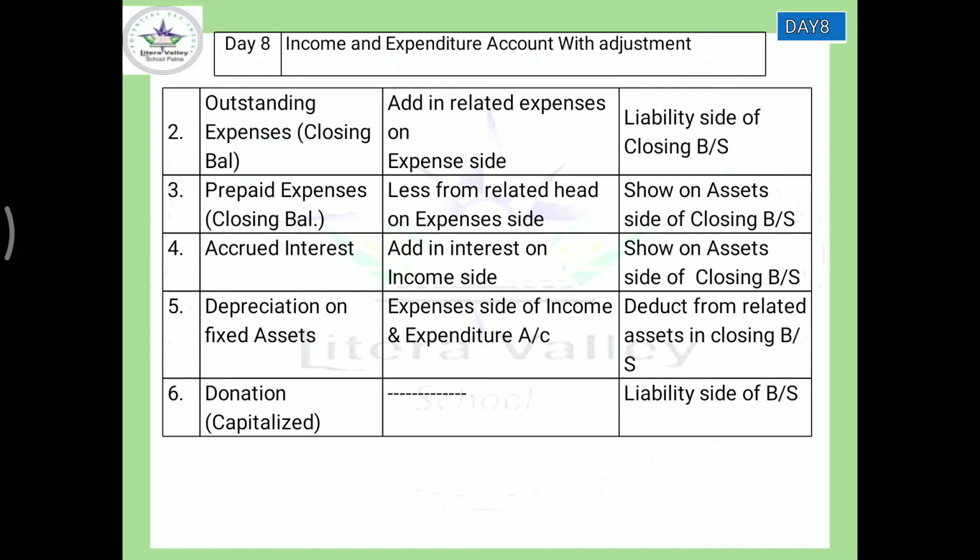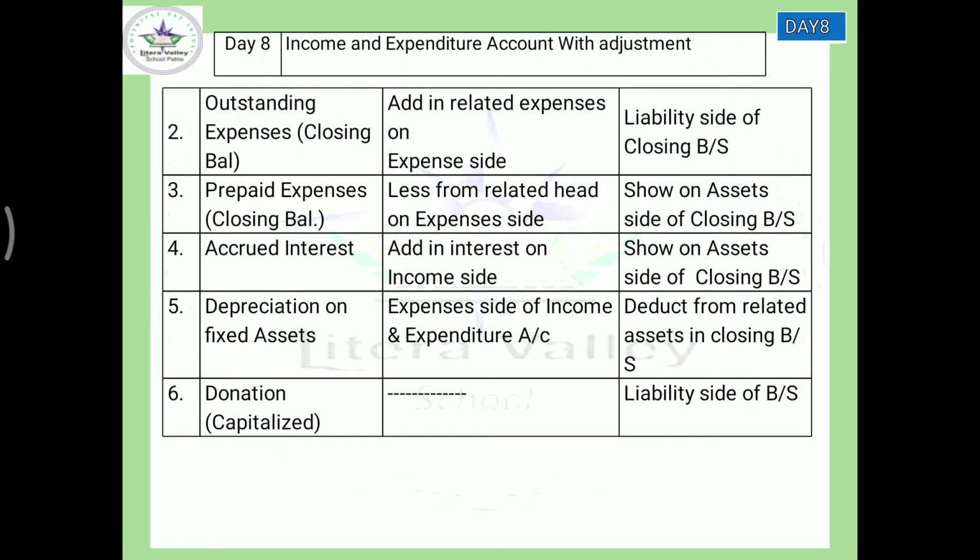We are going to continue income and expenditure account with adjustment. Now, some more kinds of adjustment: outstanding expenses, prepaid expenses, accrued interest, depreciation, donation, capitalized, like that. So first come to the outstanding expenses. How will you deal with it?